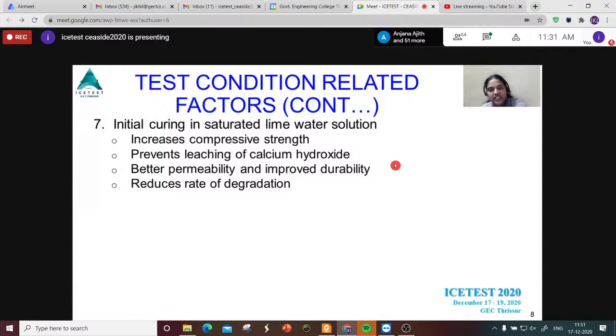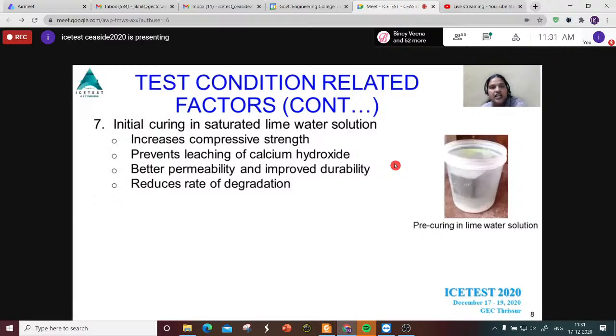Next is initial curing in saturated lime water solution. If you provide initial curing in this, it increases the compressive strength of concrete and prevents leaching of calcium hydroxide. It improves the permeability and better durability can be obtained, thereby reducing the rate of degradation.